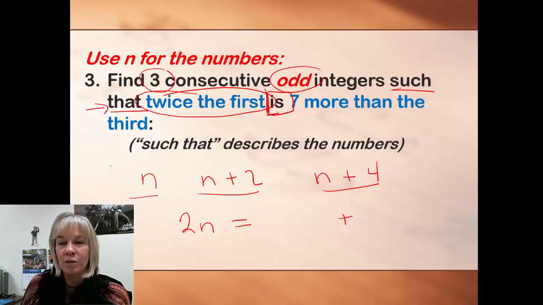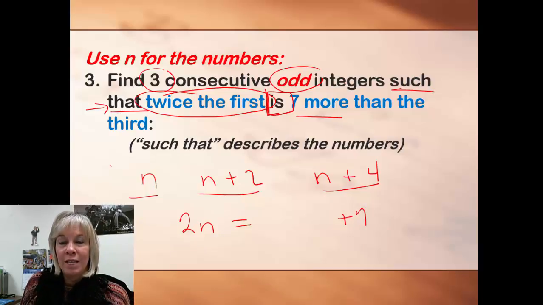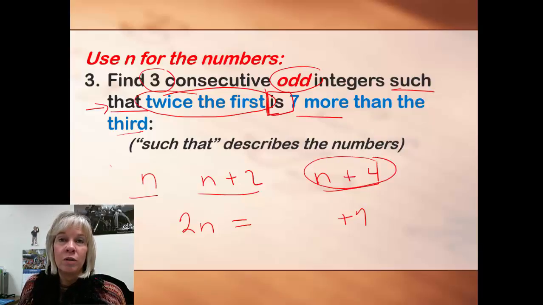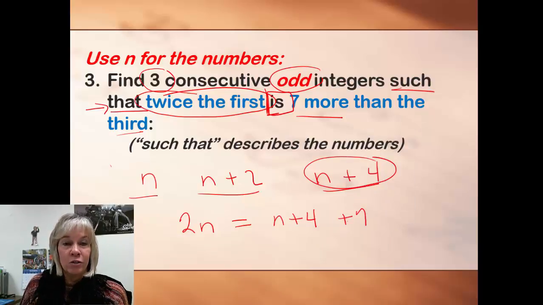7 more would be plus 7. We're going to put that on the end just because it's easier to solve. 7 more than the third. Okay, what's our third number? N plus 4 is our third number. So we're going to put n plus 4 in front of the 7. Now, there's our equation. Simple to solve. Remember our 3 steps. Distribute. Okay, there's no distributing here.